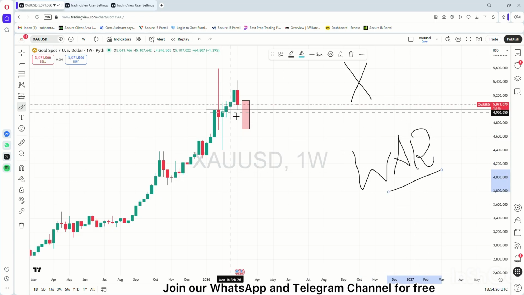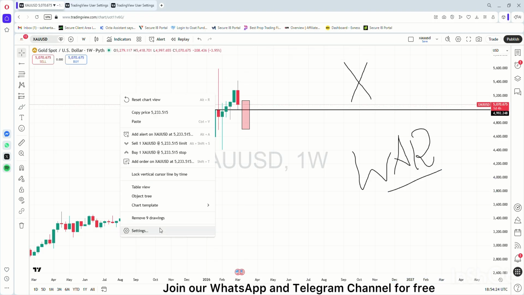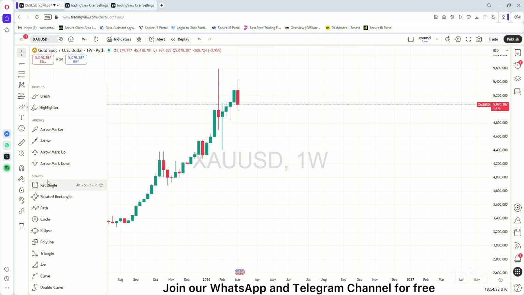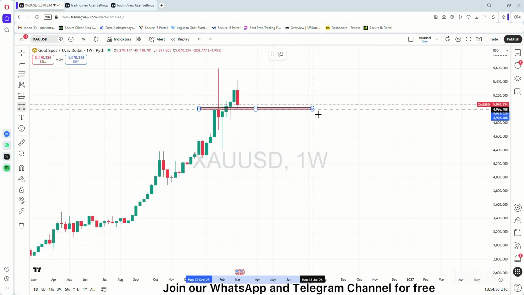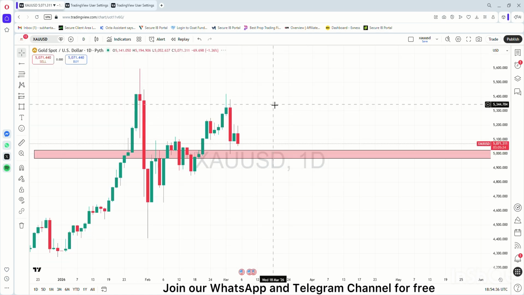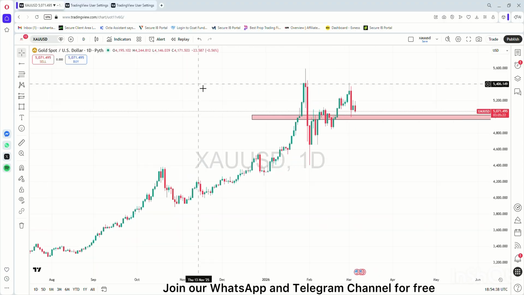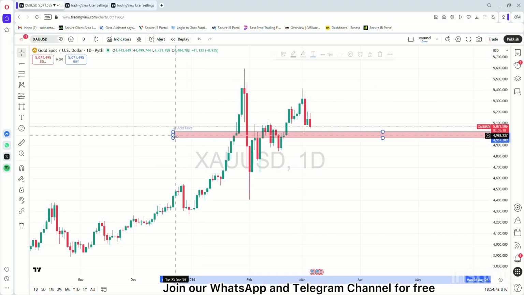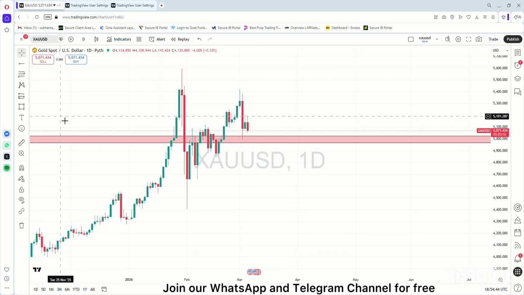Okay, so now we can say that we can draw a new point here for our identification. Okay, this is the best support as well as resistance level we have right now, and let's move to daily chart. Okay, according to the weekly candle, this red area was a strong support as well as a resistance, and the market has retested it very nicely.